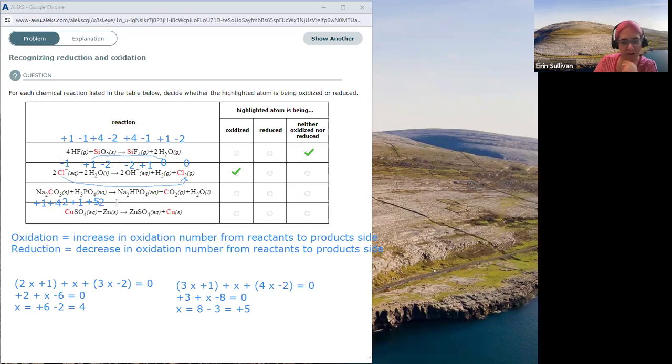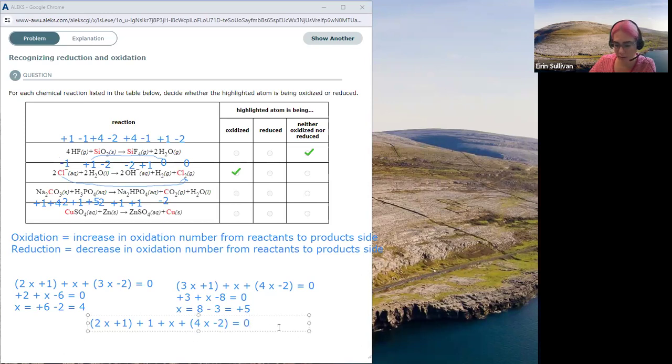Anyway, I digress. So sodium is always going to be +1. The hydrogen is also going to be +1. Maybe we don't know the phosphorus, so we're going to have to work it out. Oxygen's going to be -2. So we've got Na2HPO4. So 2 times +1 for the sodium, +1 for the hydrogen, and then phosphorus is going to be X, and then 4 times -2 for the oxygen equals 0.